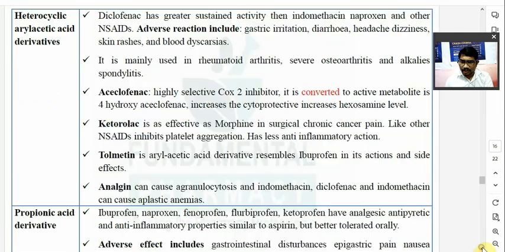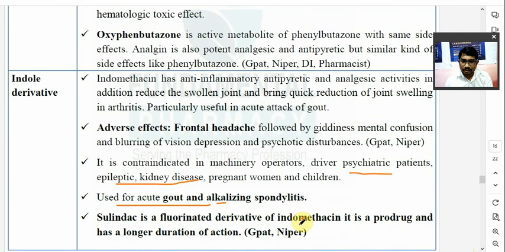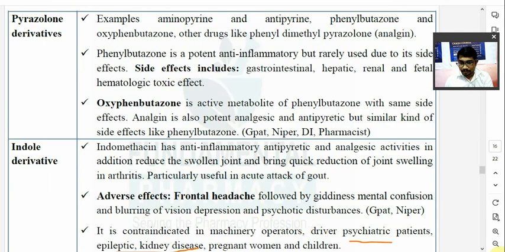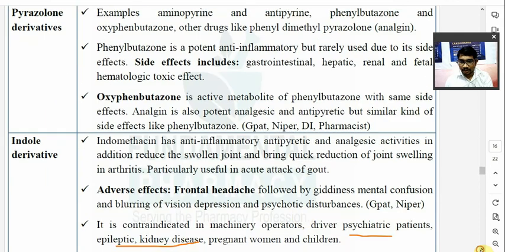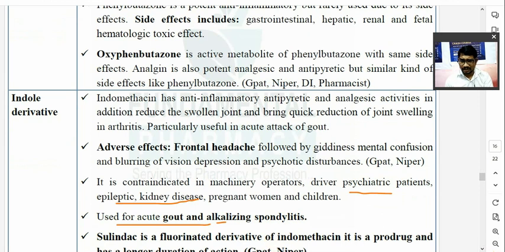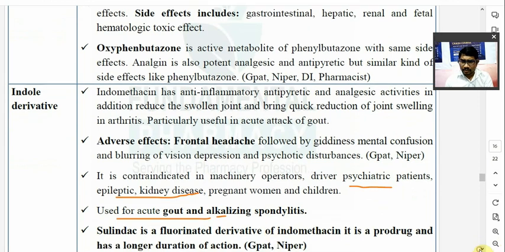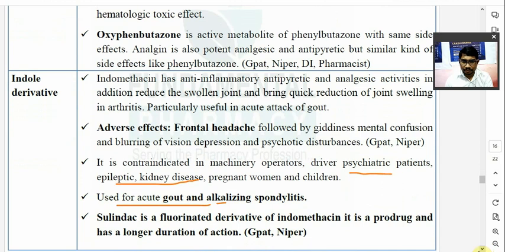Ankylosing spondylitis is again an inflammatory disease, a type of arthritis. So there is inflammation of your backbone and joints.